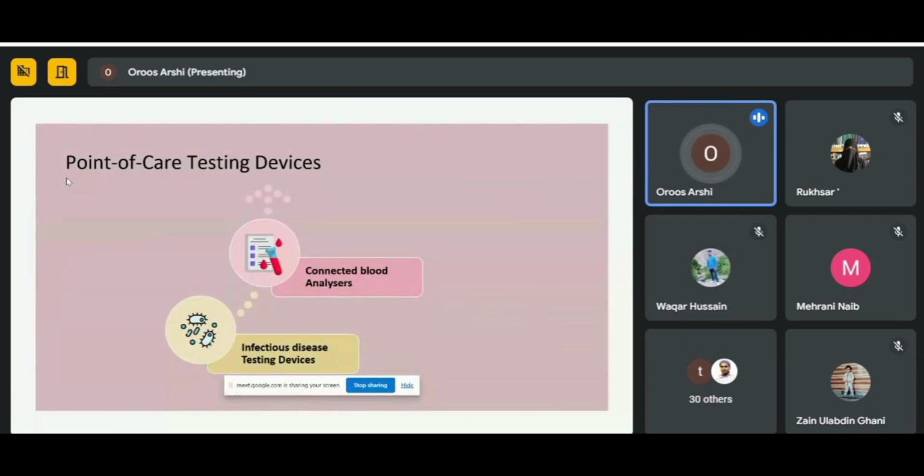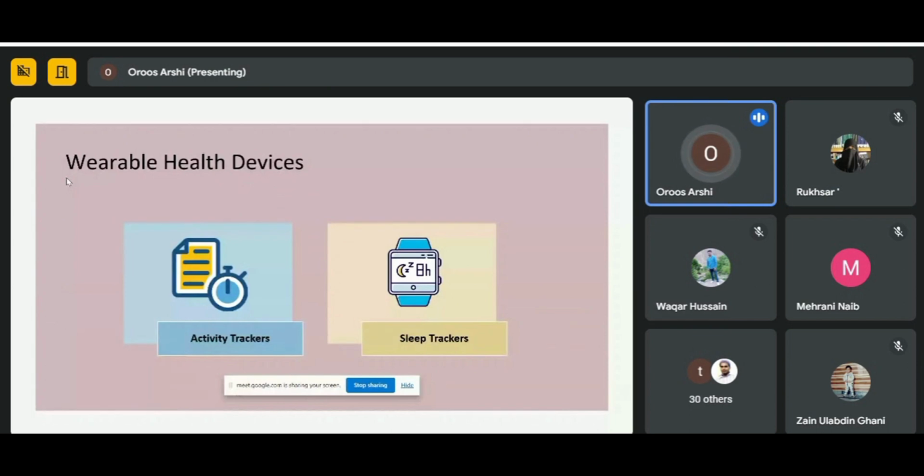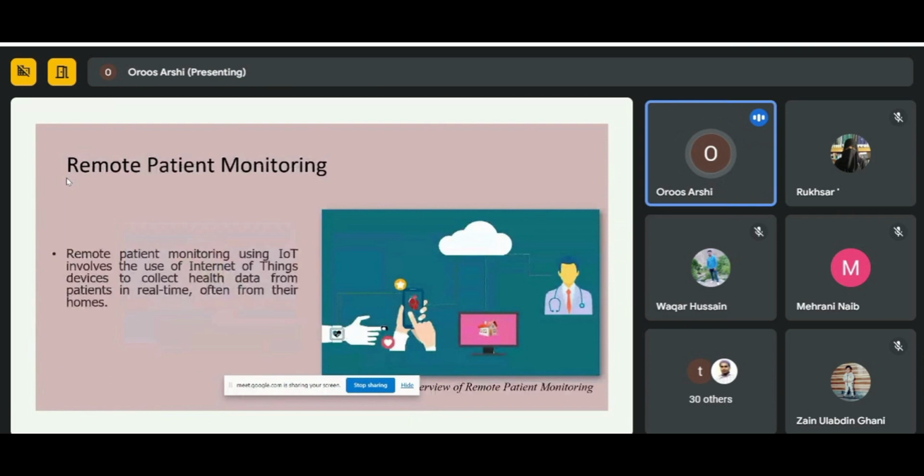Wearable health devices also play a major role in the healthcare industry. They include activity trackers and sleep trackers. These gadgets track physical activity, steps taken, and calories burned. They give users insights into their daily activity levels and promote a healthy lifestyle. Wearables with sleep tracking capabilities track sleep parameters, helping users understand how much they sleep. These were the wearable devices which play a major role in the healthcare industry.